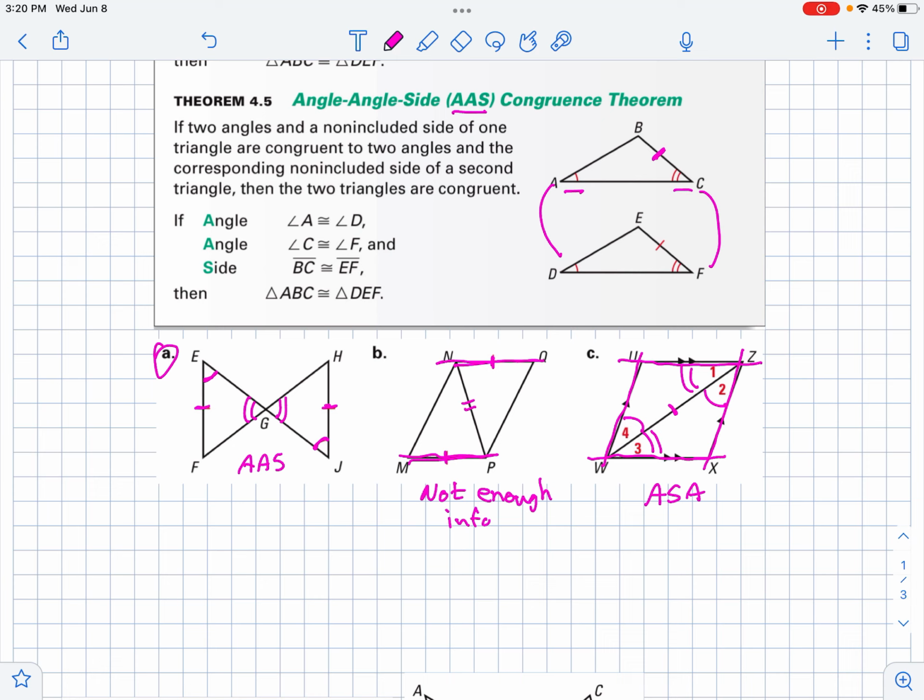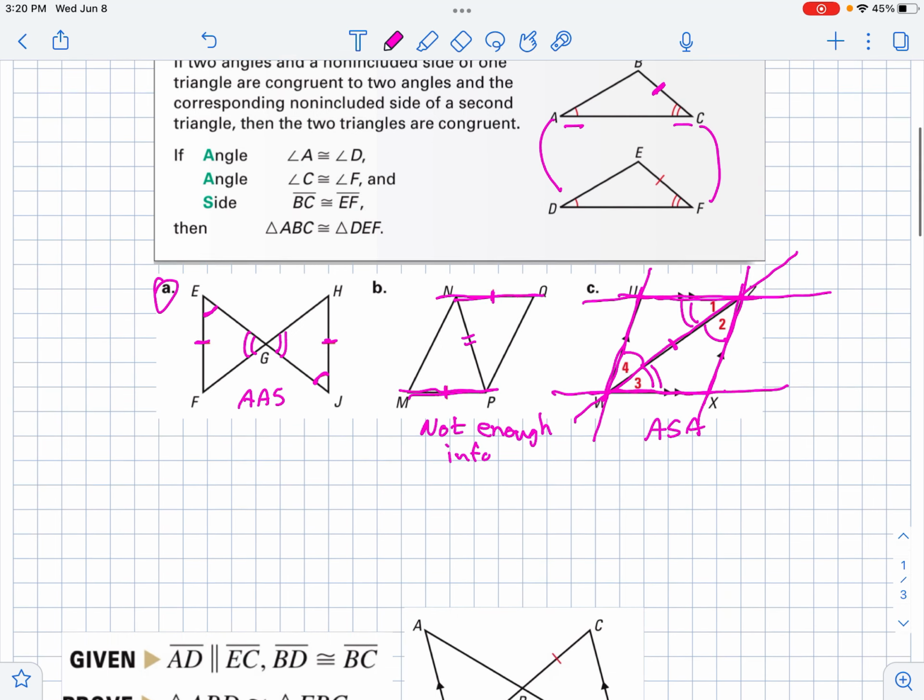Notice we get a lot of mileage out of parallel lines cut by a transversal. This is a parallel line here, and it's cut by this transversal. Of course, there's a parallel line here and a parallel line here. That's enough to give us what we need to observe that these corresponding angles are congruent.